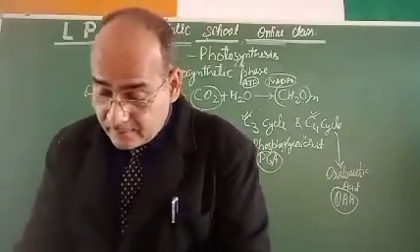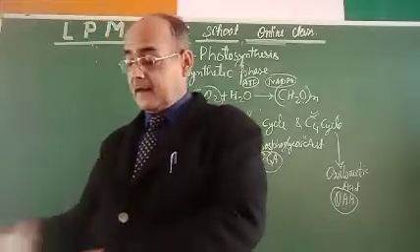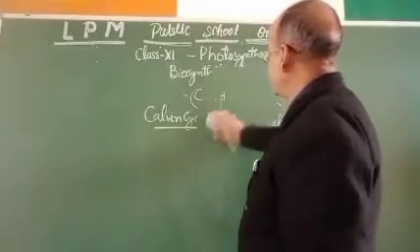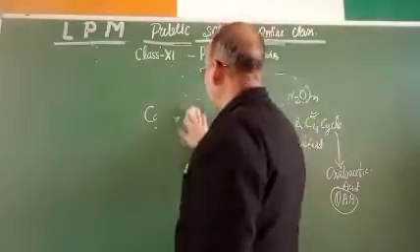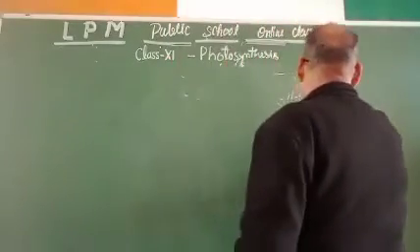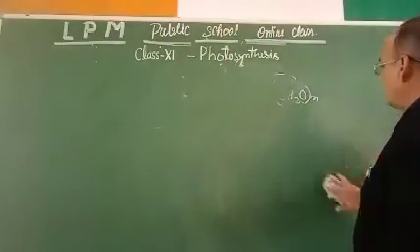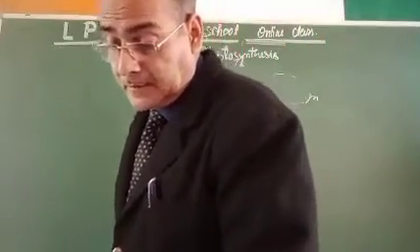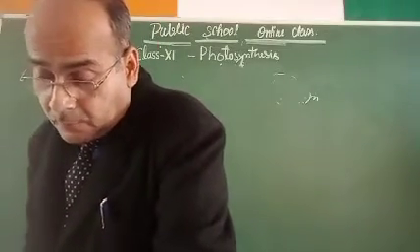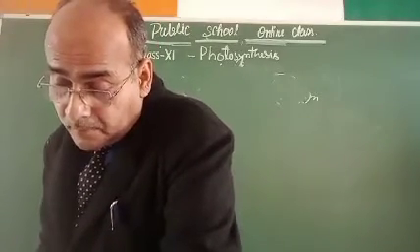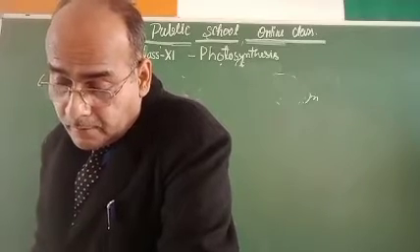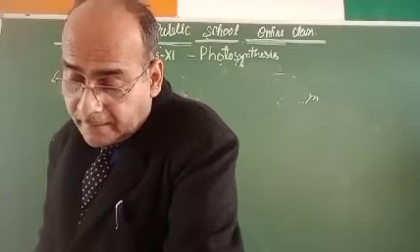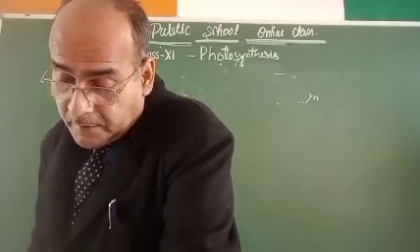Then what is the Calvin cycle? See this, the Calvin cycle. In this biosynthetic phase there is a Calvin cycle, and this cycle ensures the formation of glucose, the biosynthesis of glucose which is going to take place. See the Calvin cycle. This is the ribulose 1,5 bisphosphate.